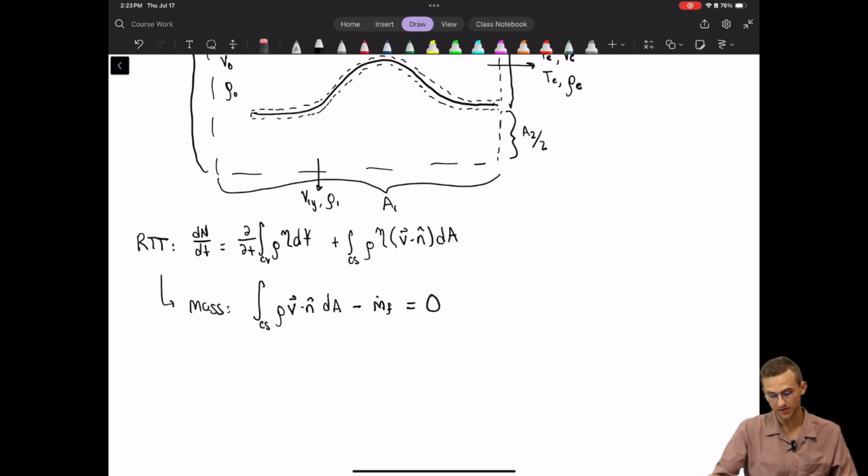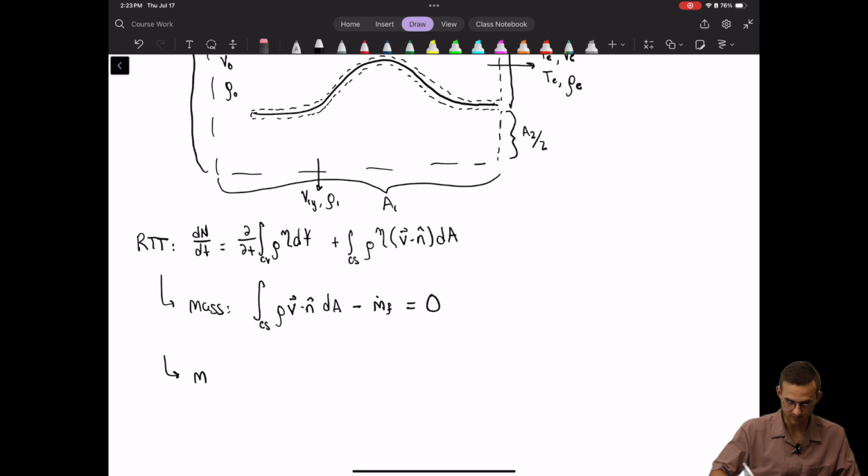Or in other words, if we summed up all the mass entering and exiting the system, the only thing that you would be missing is the mass flow rate of the fuel that's being injected inside the propulsion system. But in general, mass does not change with time. So the dN/dt term goes to 0 in the mass case. Okay, and then let's look at momentum.